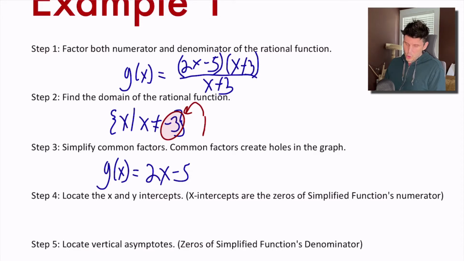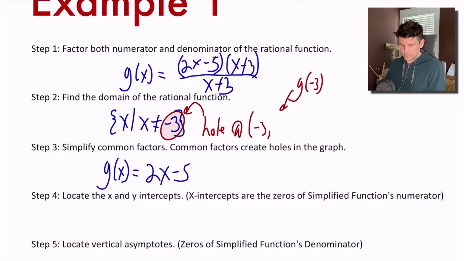So I'd say I have a hole at negative 3, comma, and then we need to evaluate g of negative 3. So let's plug it in. g of negative 3 is going to equal 2 times negative 3 minus 5, which equals negative 6, negative 11. Okay, so at negative 3 comma negative 11, we have a hole.